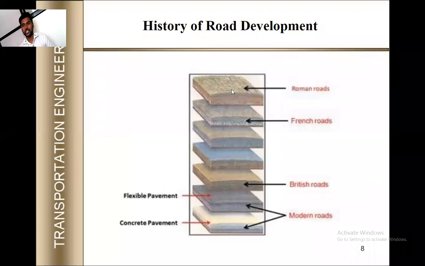Then this is the road history development in India. In the ancient era, the Roman roads were there long years before. Then the French developed some roads called French roads. Then the British came in and developed a different type of road called the British road. And then in the modern era, we developed the flexible pavement and the concrete pavement. So this is the hierarchy of road development.